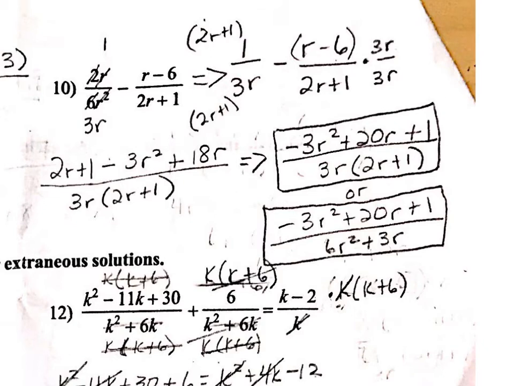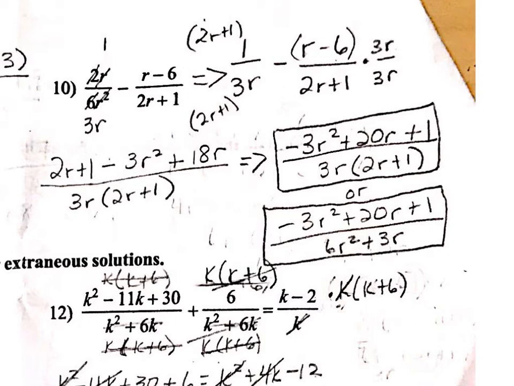Okay, problem number 10 is another simplify problem, and so we are going to first reduce whatever we can. In this fraction, I can reduce the 2 and the 6. I can reduce that to 1 over 3. And the r over r squared, I can reduce that to just r. And then I have minus r minus 6 over 2r plus 1. I can't reduce anything here, so then I'm going to go to the next step.